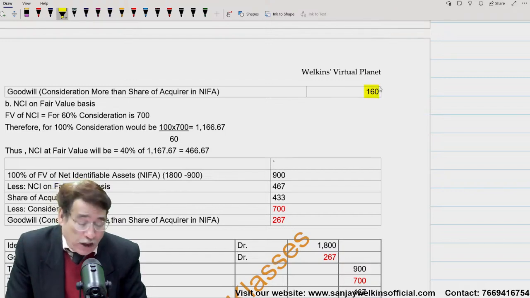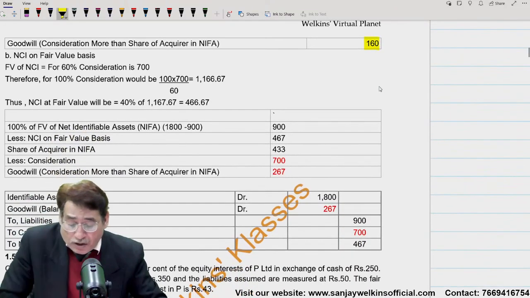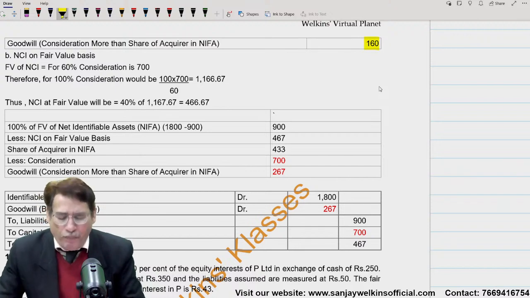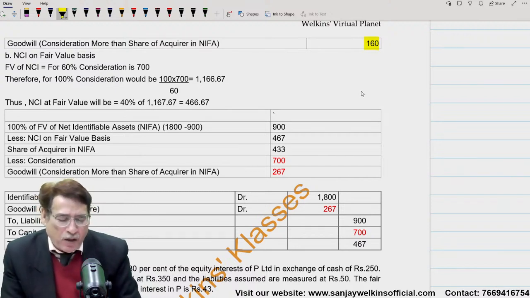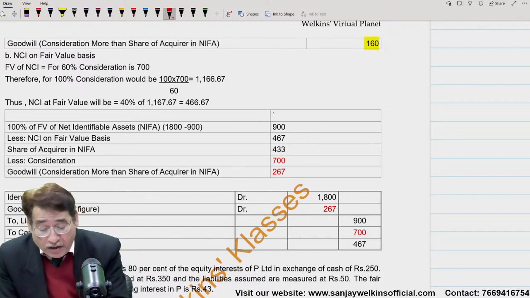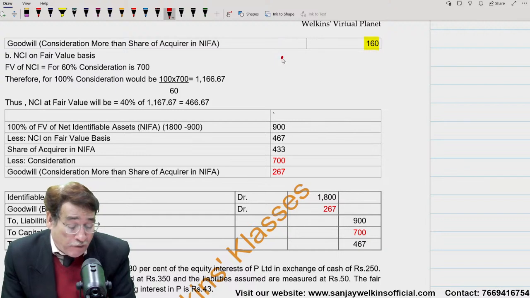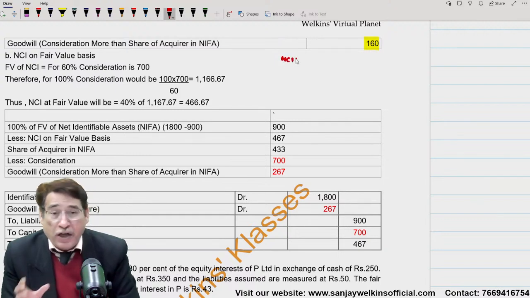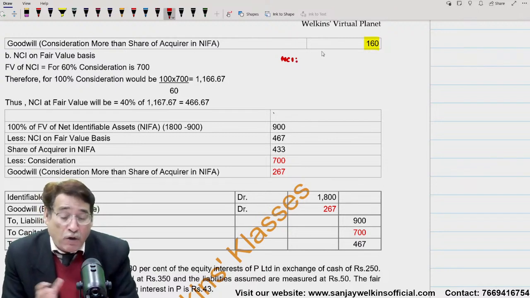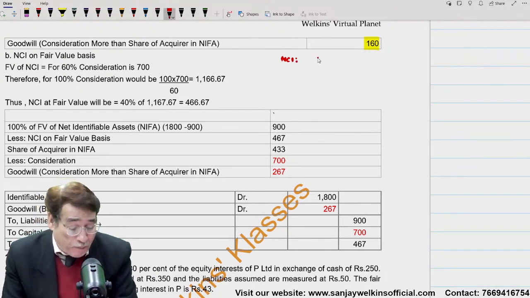So goodwill will be equal to 160. Now suppose in this question, just to understand you a little bit better, even though the question is not asking, suppose I say, if you would have computed the value of NCI on fair value basis, how would you have computed it? You would have computed in this manner.